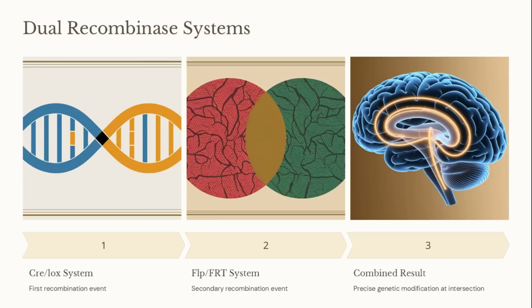Dual recombinase systems involve two recombination events, the Cre Lox system for the first event and the FLP-FRT system for the secondary recombination event. The combined result is precise genetic modification at the intersection of these events.